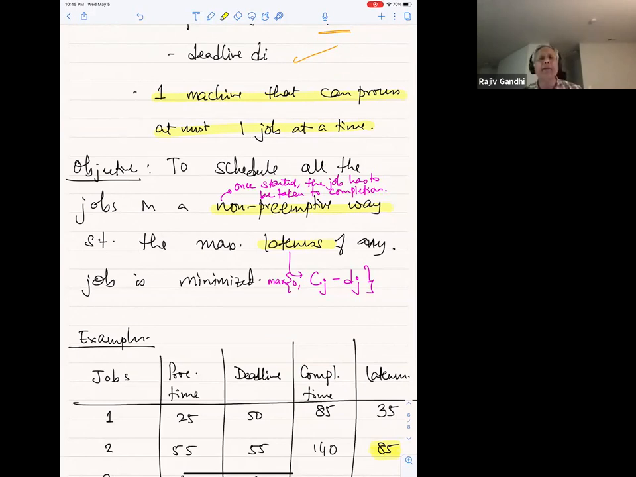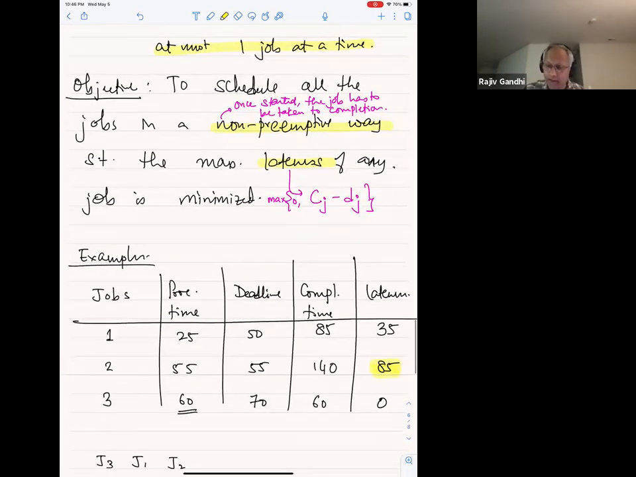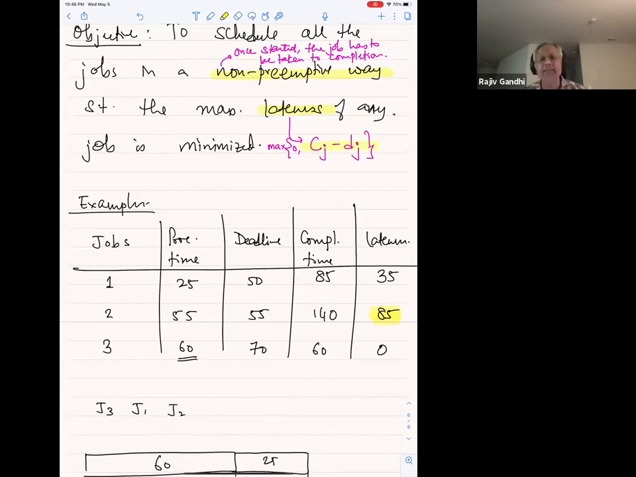Non-preemptive meaning once you start a job, you cannot stop it. You have to take it to completion. You cannot stop it and say, I'll take another job, finish it, and then come back to this job. The goal is that the maximum lateness of any job is minimized. So what does this mean? The lateness of a job is its completion time minus the deadline. But lateness cannot be negative, and that is why we did say max of 0 in that.